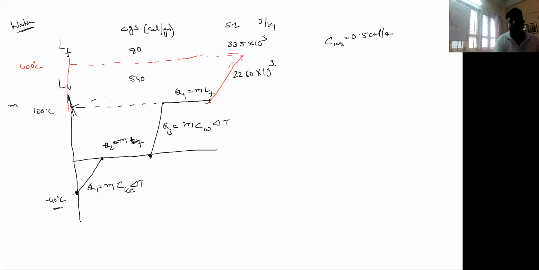Okay. So what about this Q5? Q5 is mass, then specific heat of vaporization, that is steam, 0.47 calorie per gram per degree, into change in temperature. So here change in temperature 100 to 400, if you write, you can write it 300. So in that way, we can find out the latent heat. Everyone, you got it?